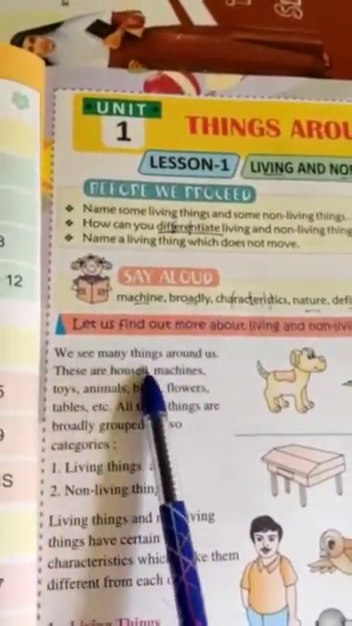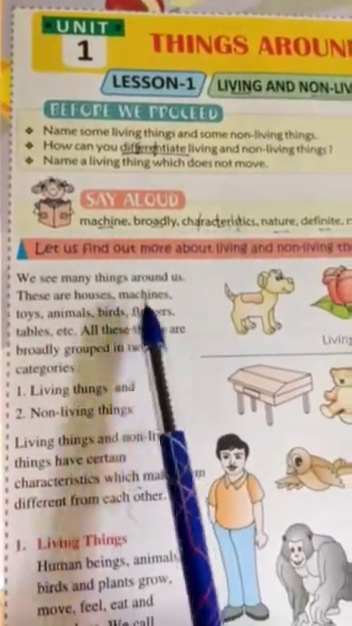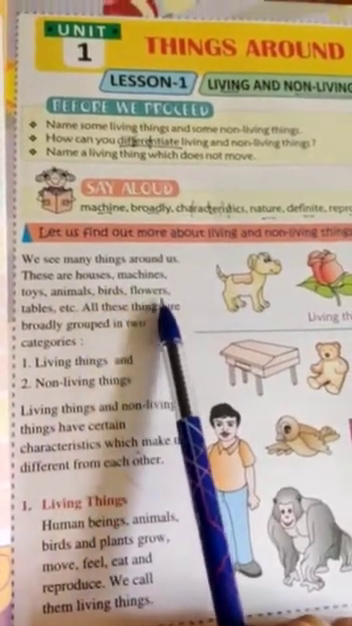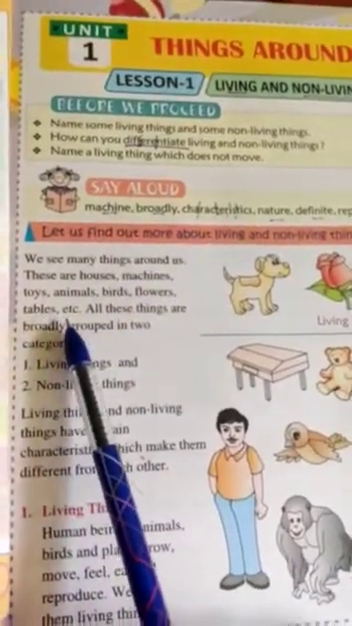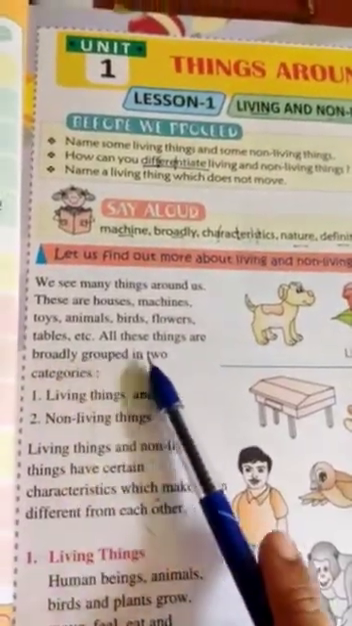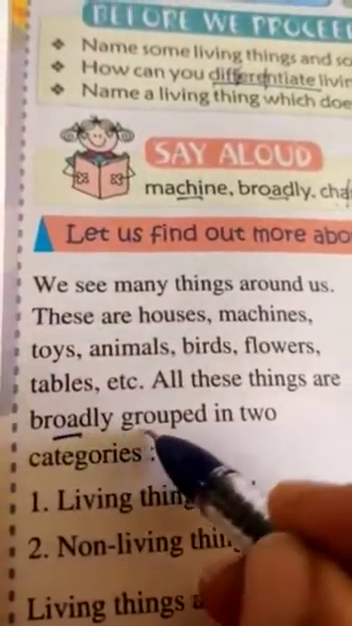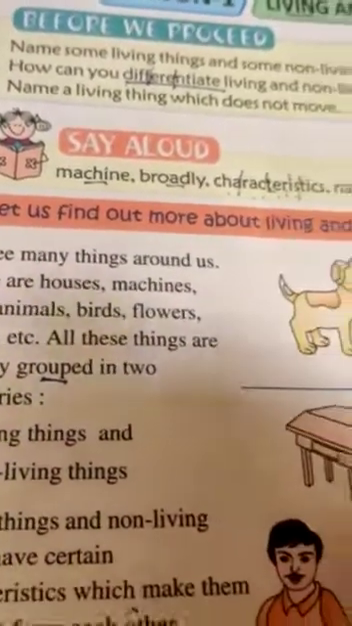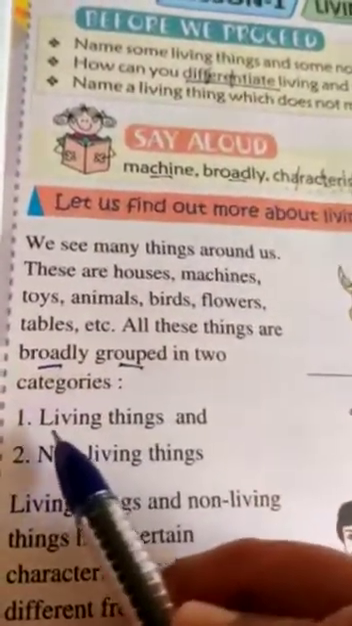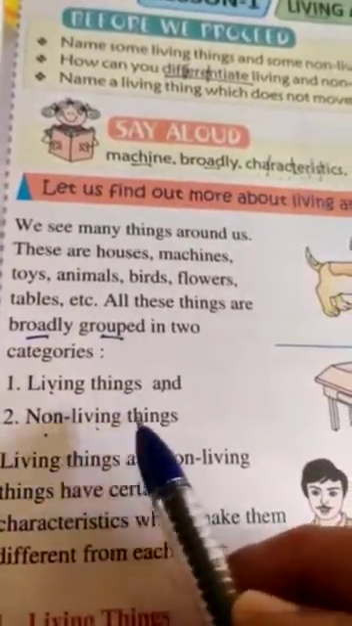We see many things around us. These are houses, machines, toys, animals, birds, flowers, tables, etc. All these things are broadly grouped into two categories. What do you mean by broadly grouped? That means we can divide them into two categories. What categories? The first one is living things and the second category is non-living things.